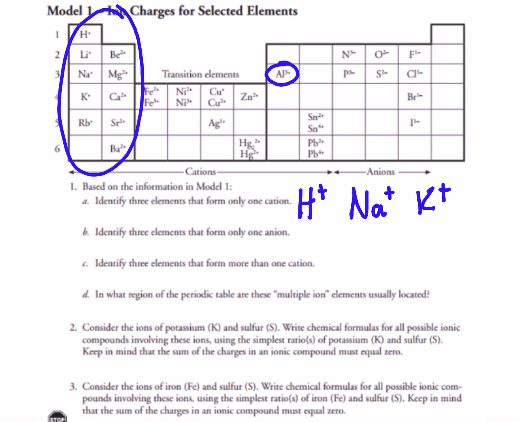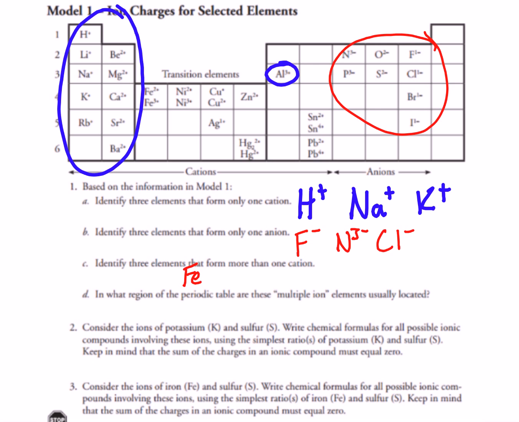Next one. Identify 3 elements that form only one anion. One anion, meaning one charge only. What's one of them? Fluorine. Nitrogen. Chlorine. All right, there. Guys, all of these ones over here, they form one anion. All right? And then identify 3 elements that form more than one cation.